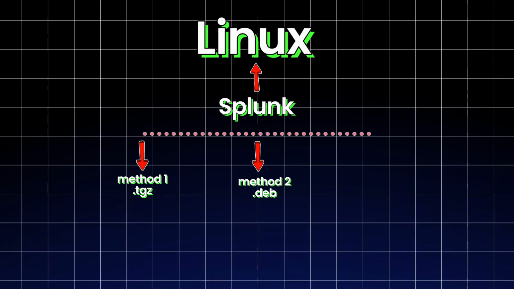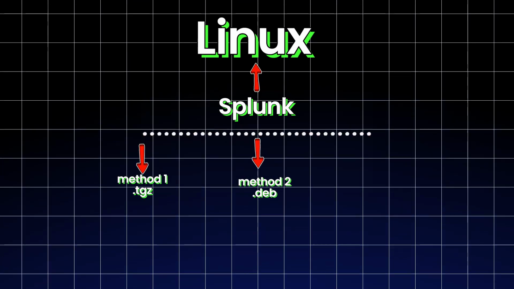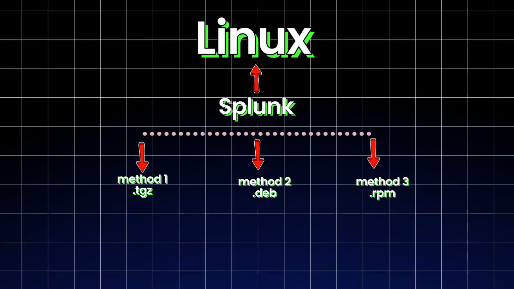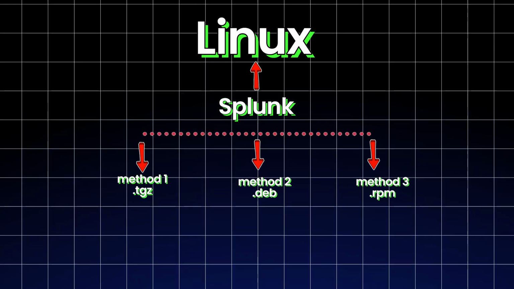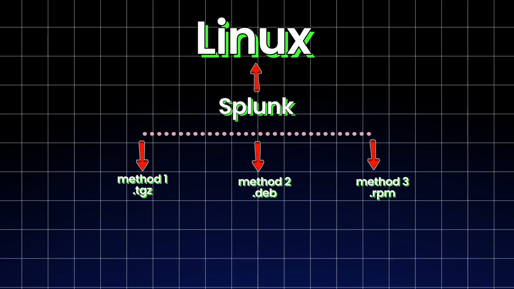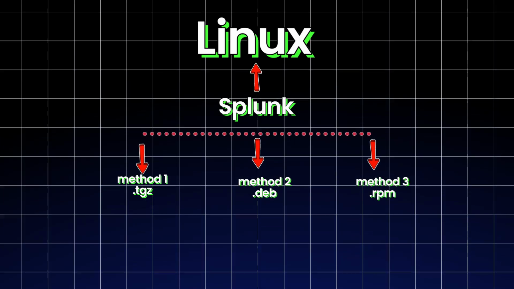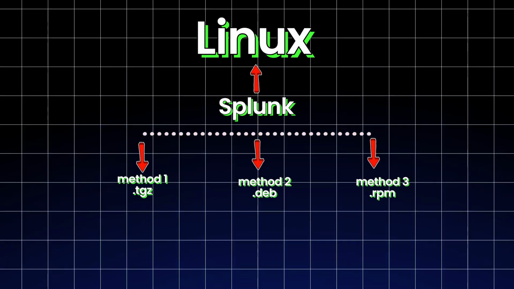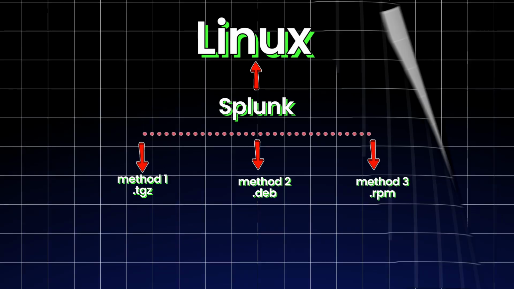Method 2, DEB package. DEB packages are designed for Debian-based systems, like Ubuntu or Debian itself. They integrate nicely with apt and systemd. Method 3, RPM package. RPM packages are for Red Hat-based systems like RHEL, CentOS, Fedora, or Rocky Linux. They integrate with Yum or DNF and systemd. Important thing to remember: Splunk software is the same. The installation method is different, depending on your Linux OS.